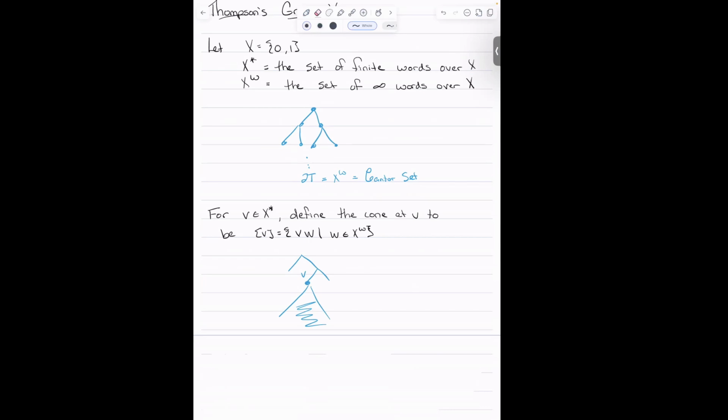One way to think about the cones in terms of just the Cantor set is that the cones are just your basic clopen subsets. So when you take your standard basis for the topology on the Cantor set, it's exactly going to be the basis consisting of these cones.